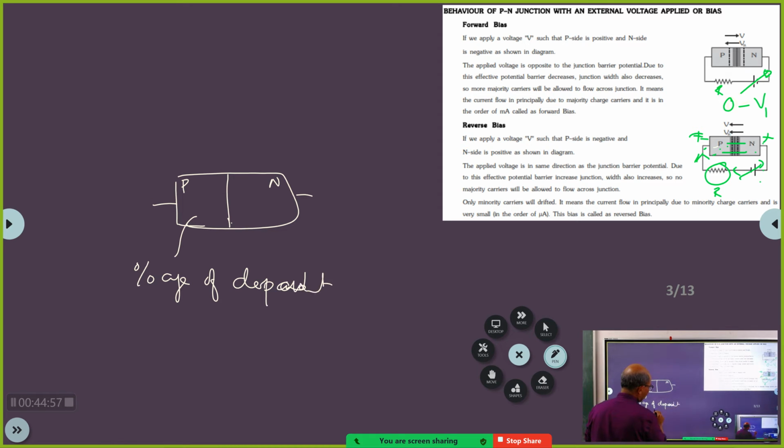The percentage of dopant that you add. If you are using dopant here, and if the concentration of the dopant is very large, then we say it is heavily doped. Otherwise, we say it is mildly doped or lightly doped. I hope you know this concept. Heavily doped, mildly doped, these two.